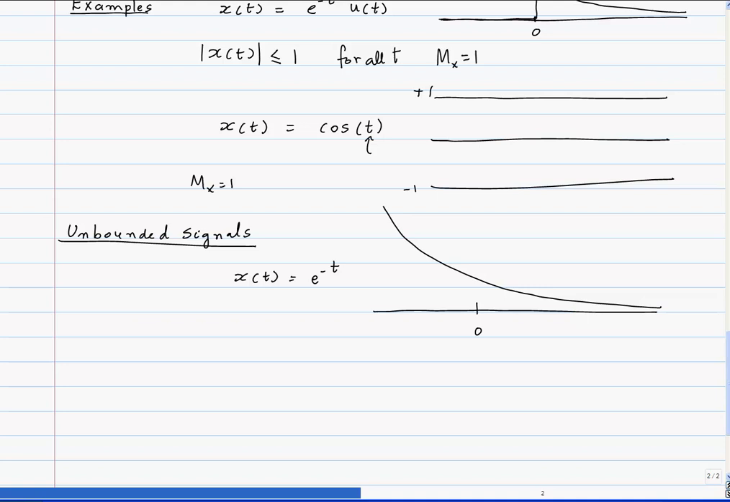Which means you can never give me a value for m sub x such that x of t is always smaller than this value. No matter how large an m sub x you choose, there will be a large enough negative value of t such that x of t would be greater than the m sub x you chose. Therefore the signal is unbounded.